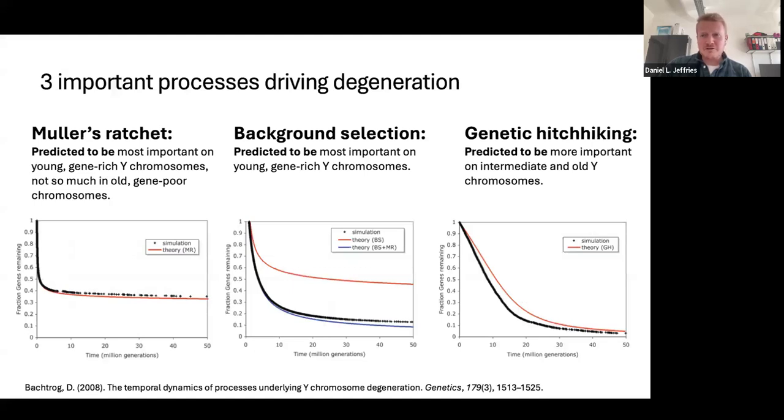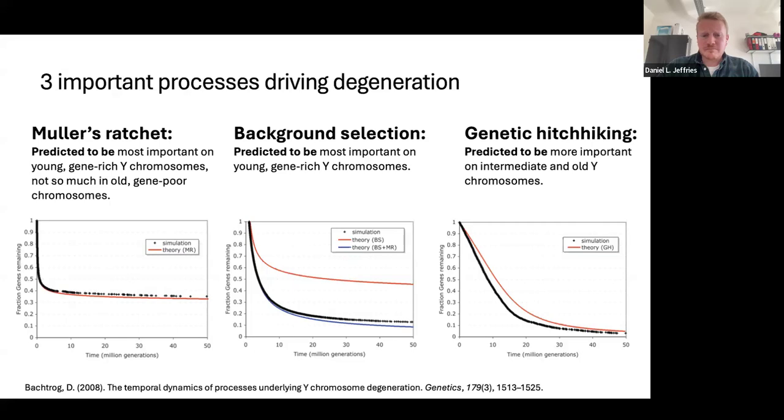We do have some expectations for which processes are driving degeneration. There's a great study from Doris Bachtrog from a while ago now, where she modeled three processes for sex chromosome degeneration: Muller's ratchet, background selection, and genetic hitchhiking. These models were really a great insight into which processes might be controlling degeneration.